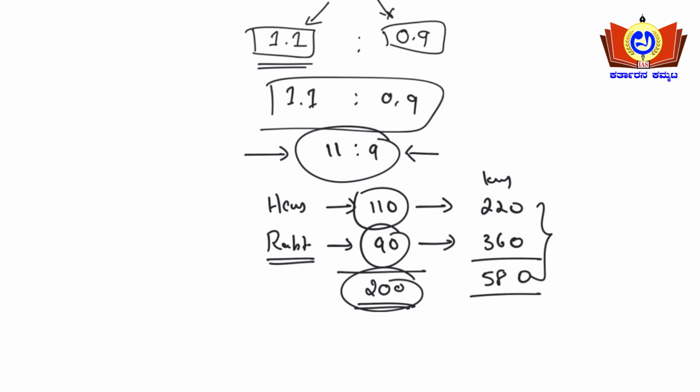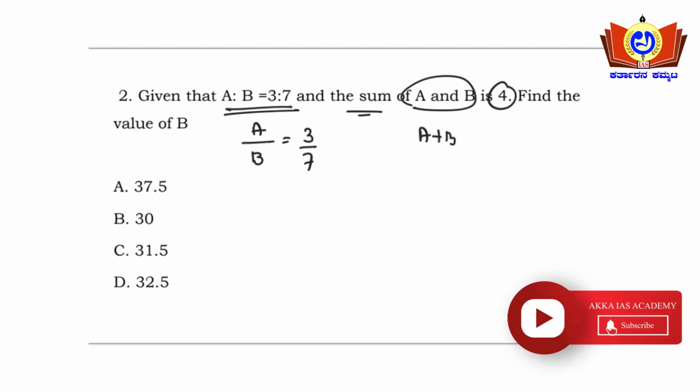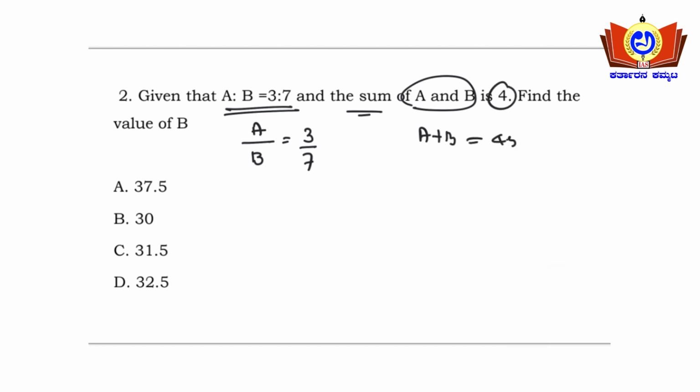If you know the allegation method, in a single step only you'll arrive at the answer. So moving on to the next question. Given that A is to B is 3 is to 7, that is nothing but A by B is 3 by 7, and the sum of A and B is, actually this is 45, correcting the question here. A plus B will be 45. Find the value of B. So the value of B is the question mark here.